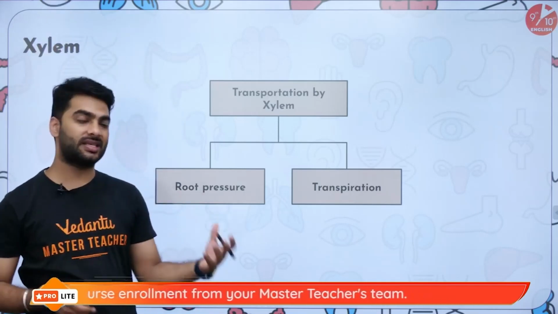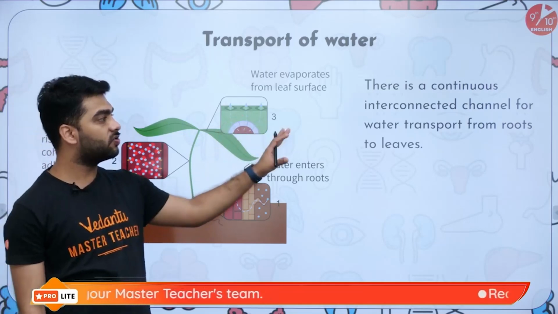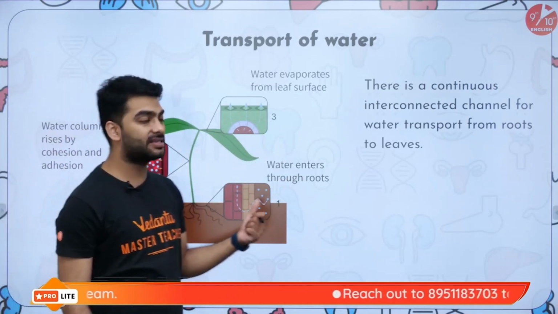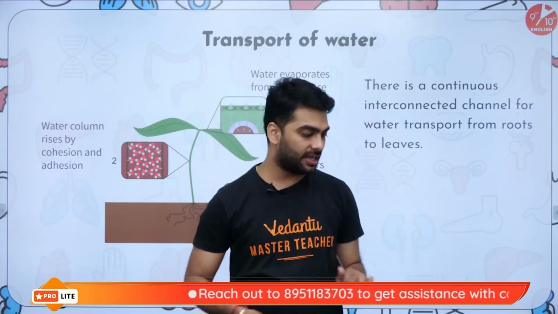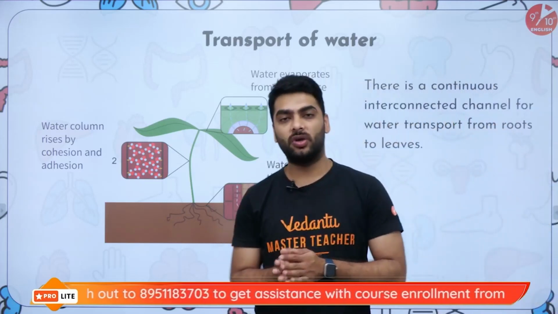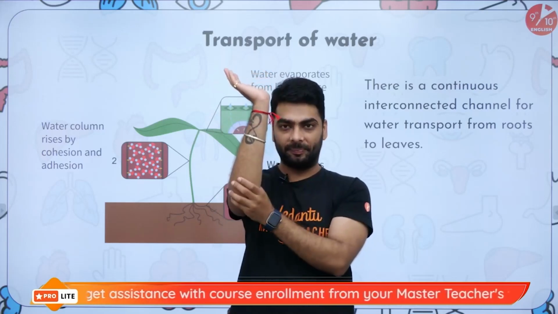These two forces are root pressure and transpiration. There is a continuous interconnected channel for transport from roots to the leaves, and that is when the transpirational pull also comes into place. Now I'll tell you a very simple process of how this happens. So imagine that my palm is the leaf and this is the xylem, right?